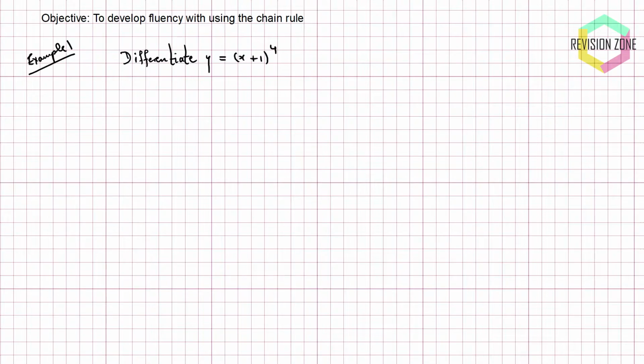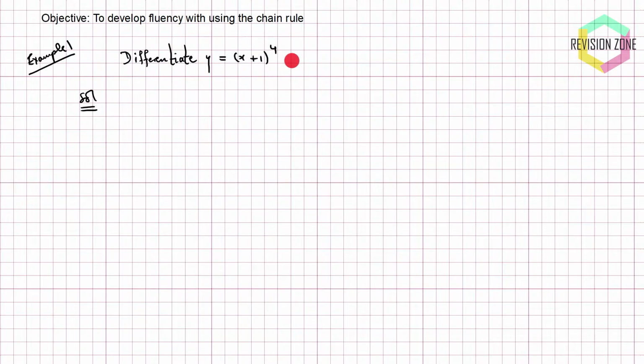In this video, we'll be looking at examples of the chain rule. So let's take a look at the first question we have as an example. The function we're dealing with is y equals (x plus 1) to the power 4. Now we've already seen this function differentiated in two different ways, no less.